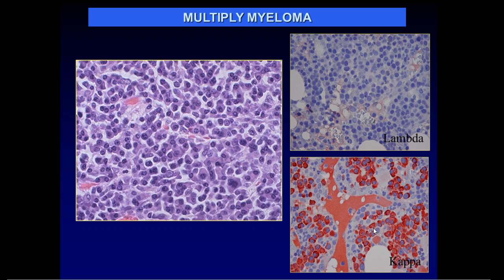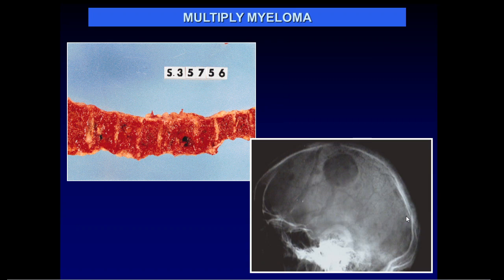So classically plasmacytoma expresses only one of them. Normal plasmacytes express both lambda and kappa, but tumor cells usually express only one of them. So in our case we see expression of kappa.